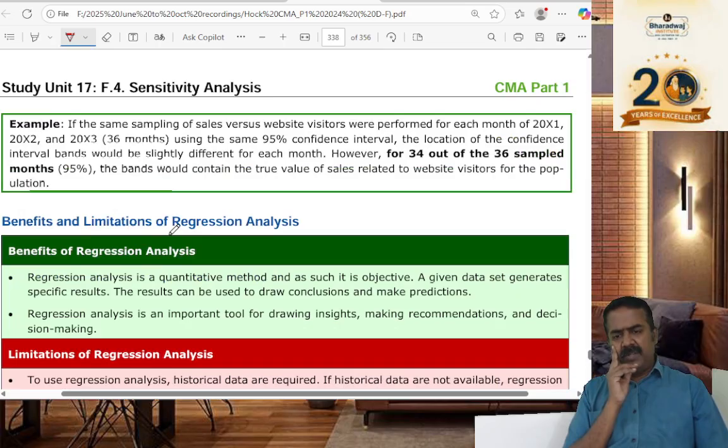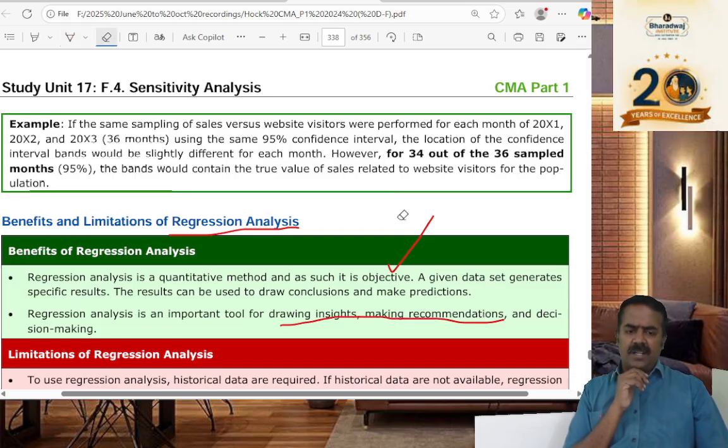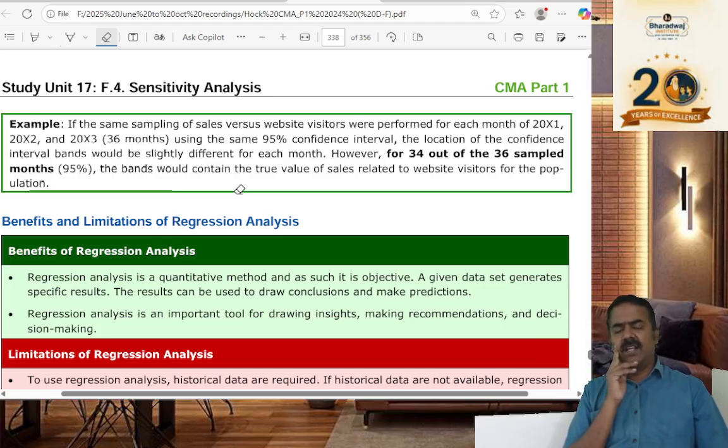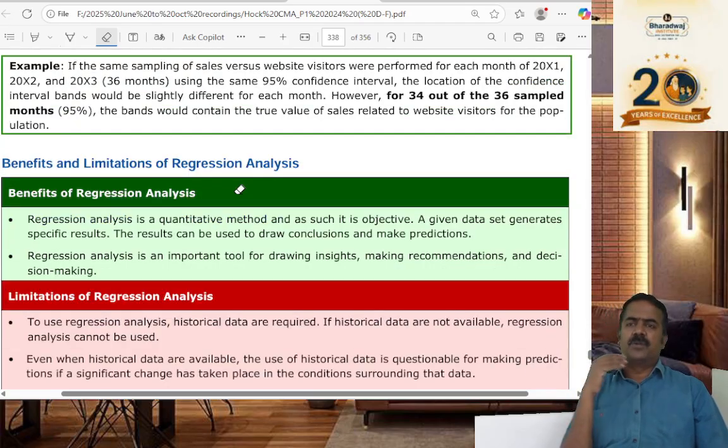So the benefit of regression analysis is that you can find out what will happen. You can draw insights and make recommendations. This is the trend line, this is possible. We can make insights and trend lines, etc. Predictions you can do.